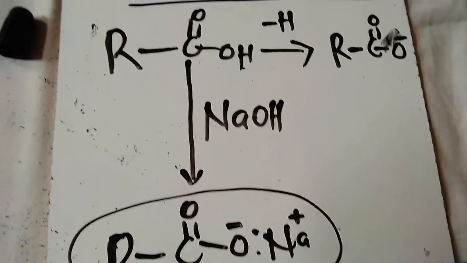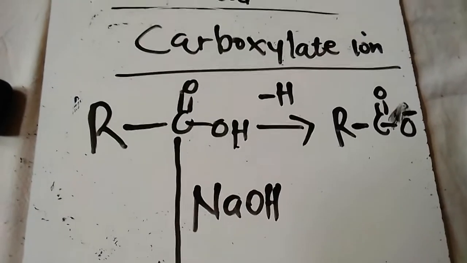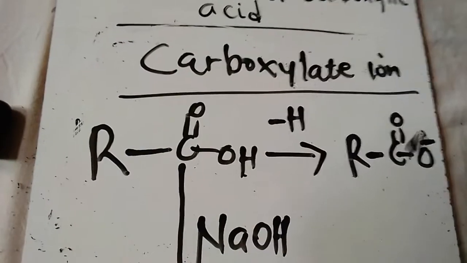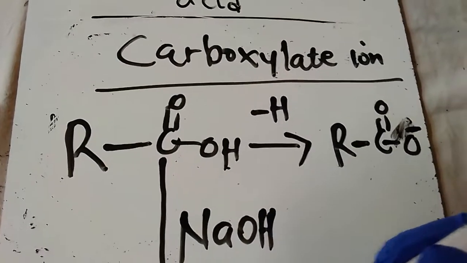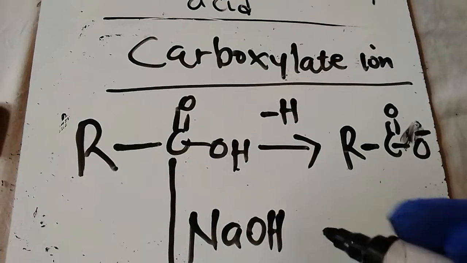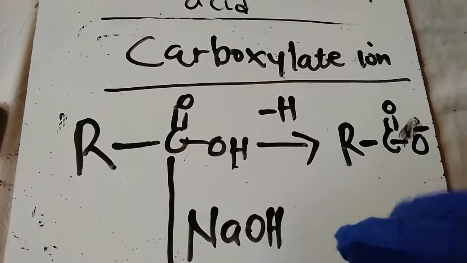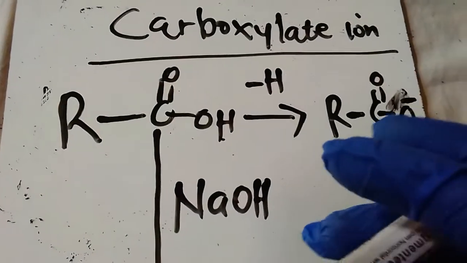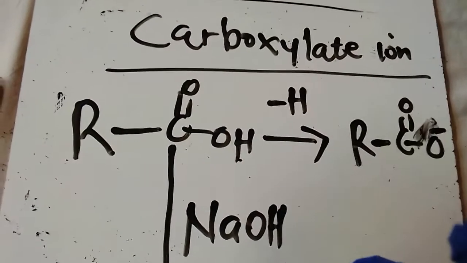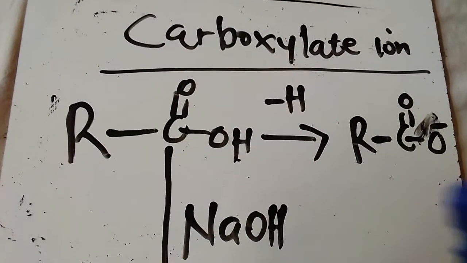So that is basically, briefly, how the various derivatives of carboxylic acid are produced or synthesized. In the subsequent videos, we are going to take the derivatives one by one and look into the mechanisms that lead to the formation of each of these derivatives.